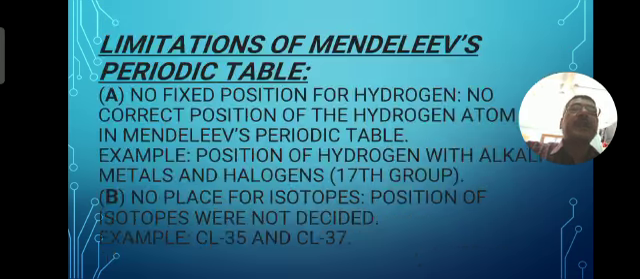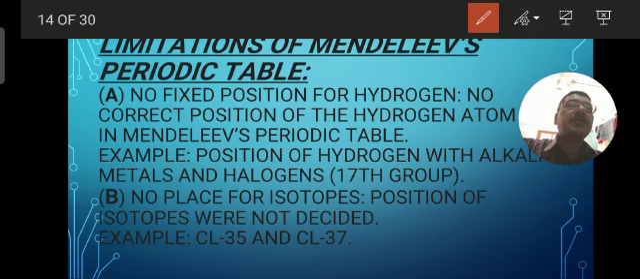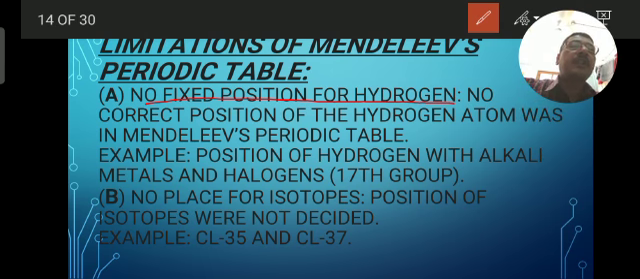Understand? Next is, what are the drawbacks? Number 1, no fixed position for hydrogen. There was no place provided by Mendeleev in his periodic table where hydrogen has to be kept.